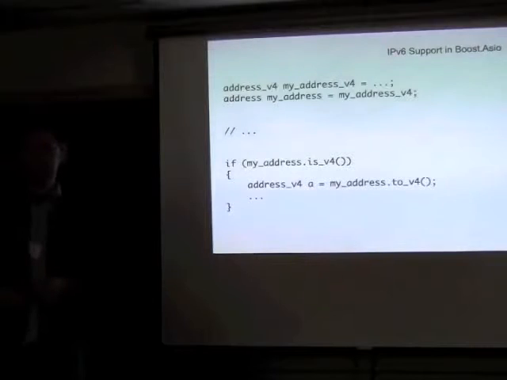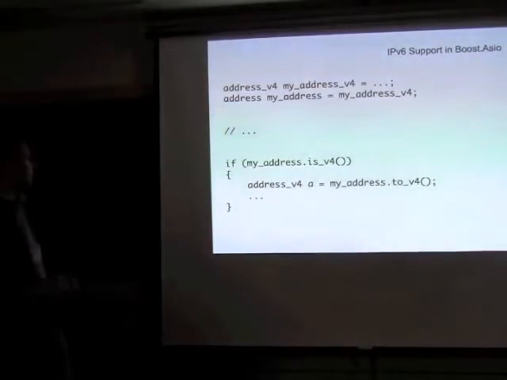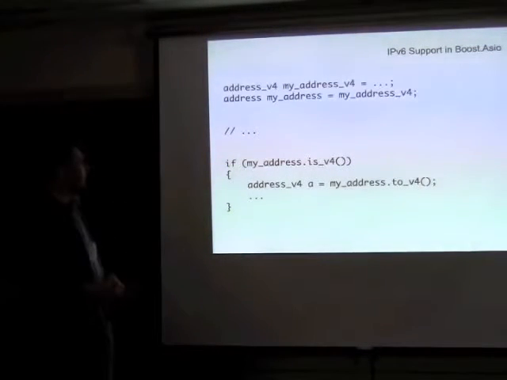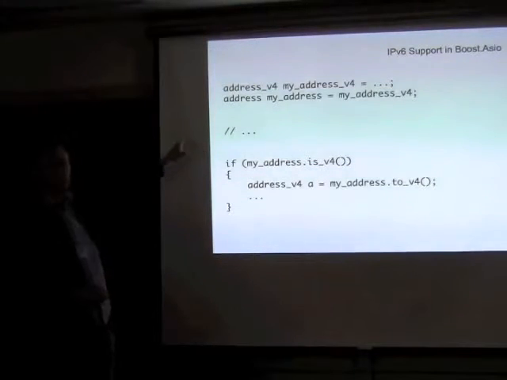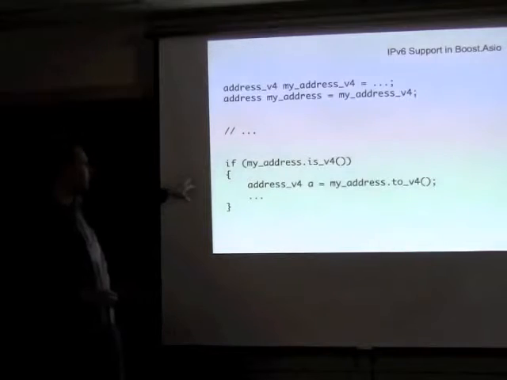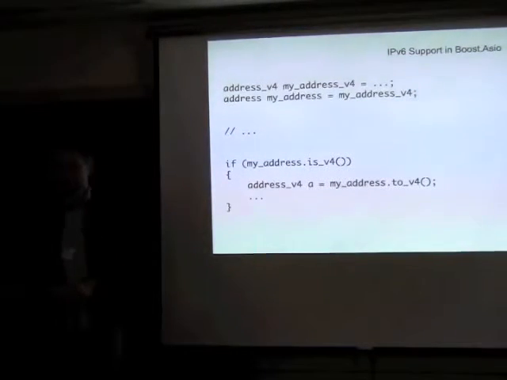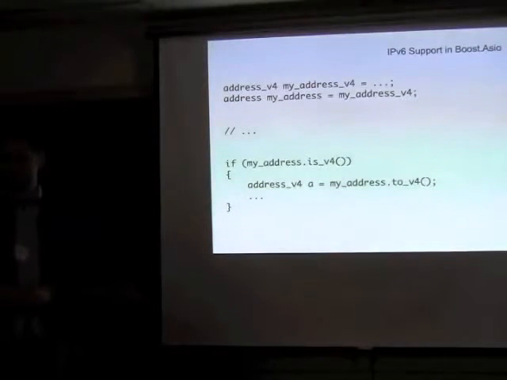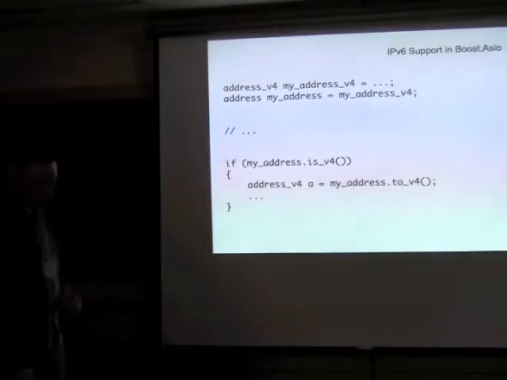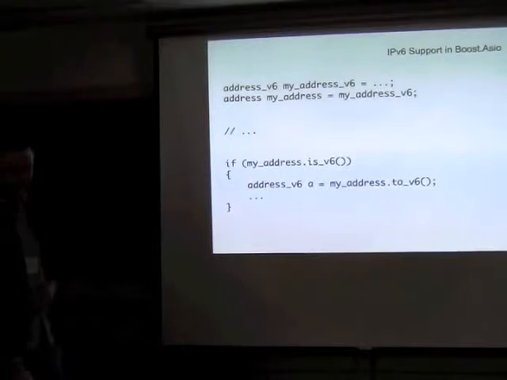If you do need to deal in the specific address types, then given an address v4, you can just assign it into the generic address class. Alternatively, you can test and then extract the protocol specific address from the generic type. And obviously the same thing for version 6.